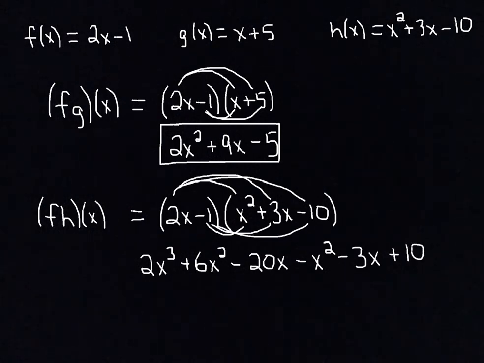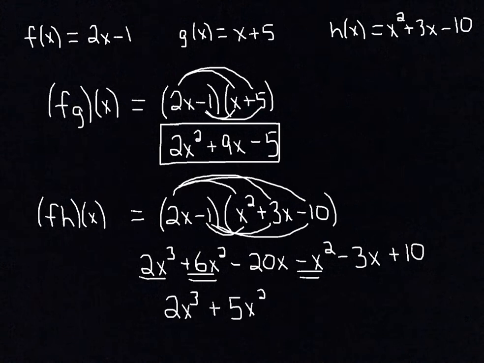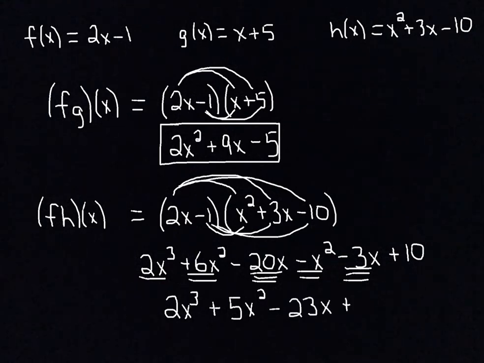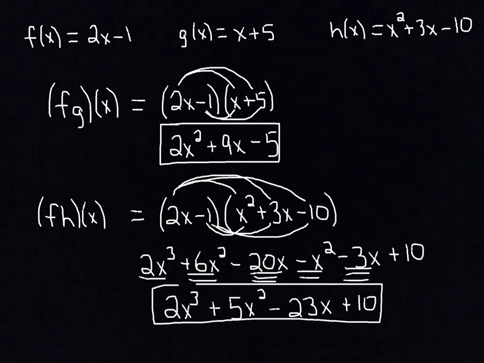Now, combine like terms. So I have 2x cubed, right there. And then I have a 6x squared minus a 1x squared. That gives me 5x squared. And then I have a negative 20x and a negative 3x. So it's negative 23x. And then I have the constant down there at the end, plus 10. So I have 2x cubed plus 5x squared minus 23x plus 10 when I multiply f times h of x.